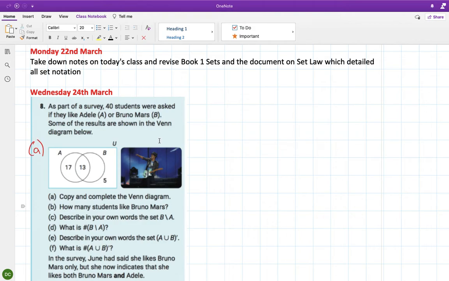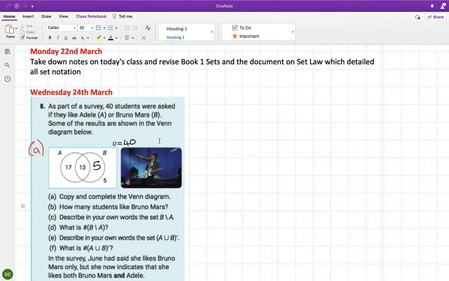Okay, so it says there's 40 students in total. So that means there's 40 students in the universal set. So far in that Venn diagram, we have 17 who like Adele. We have 13 who like both Bruno Mars and Adele. And then we have 5 who don't like either. So far we have 35 people in that Venn diagram. So that means there's 5 people missing. So they go in there.